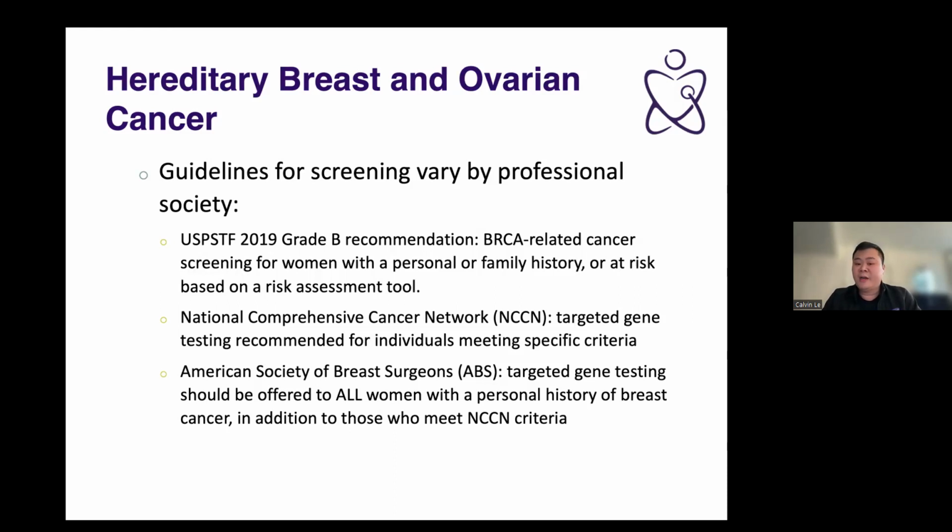Some societies, like the American Society of Breast Surgeons, are more lax with their recommendations. They actually recommend targeted testing for all women with a history of breast cancer, in addition to those that meet established criteria. And I think a lot of the difference in this recommendation is, as we'll see, one of the criteria is the age of diagnosis. And unfortunately, we're seeing breast cancer be diagnosed in younger individuals, so I think that's what's driving a lot of their changes in recommendations.